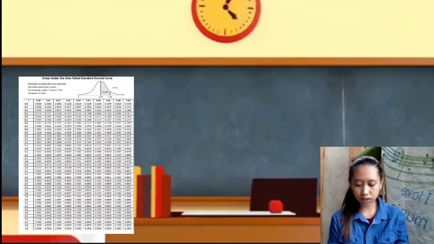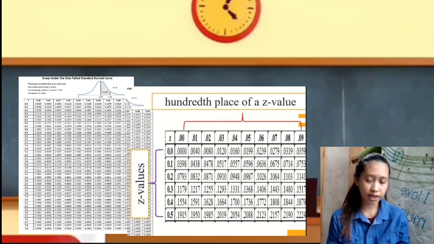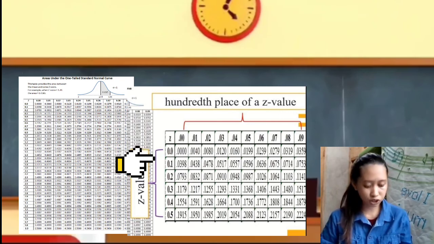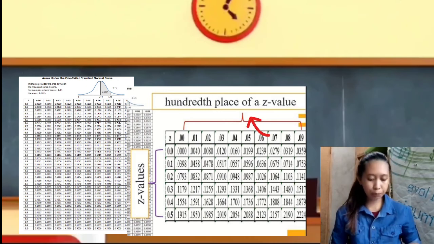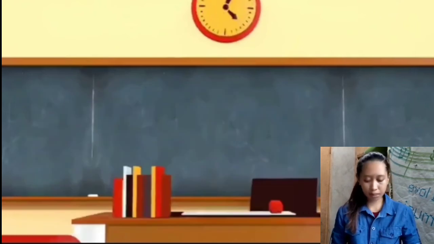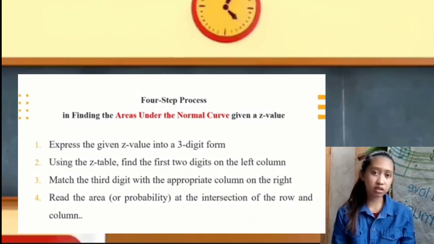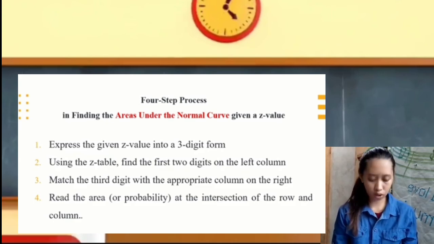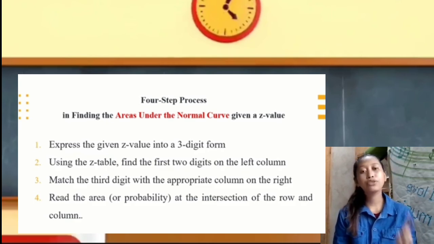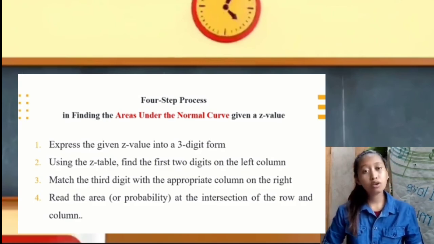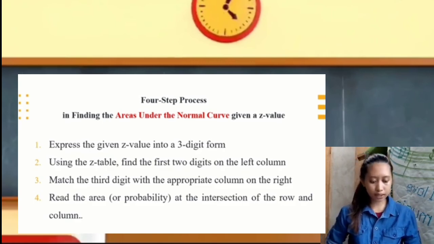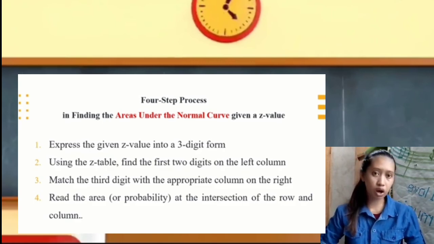Look at the picture. What is on the left side in the first column is the z-value. What is on top is what we call the hundredths place of a z-value. How do we use it? First, express the given z-value in a 3-digit form. Second, using the z-table, find the first 2 digits on the left column. Third, match the third digit with the appropriate column on the right. Fourth, read the area or probability at the intersection of the row and column.